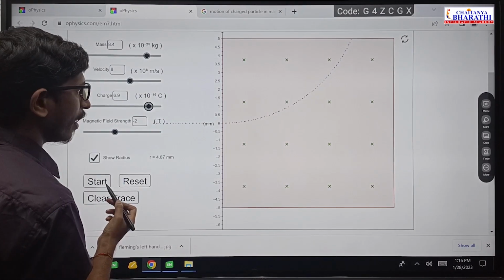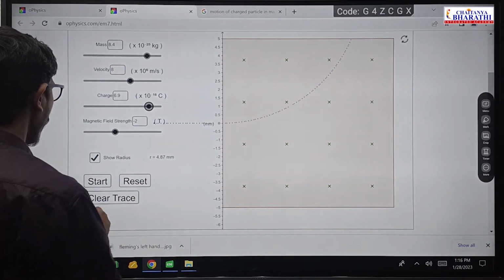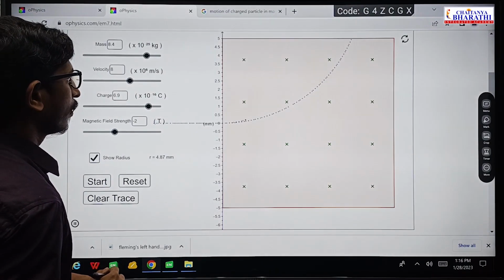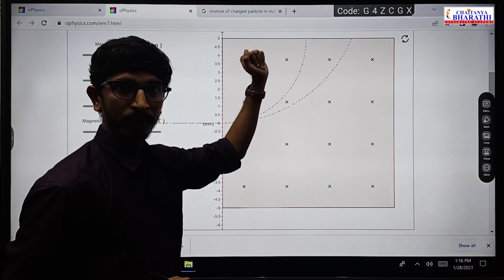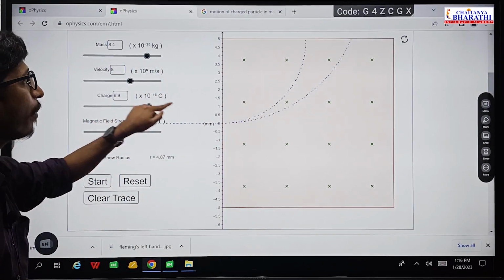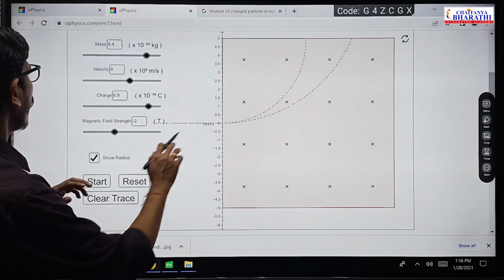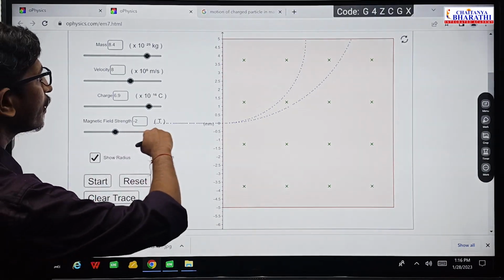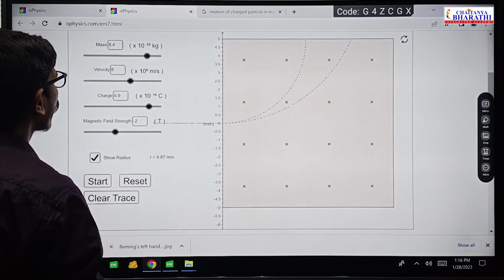Just understand that. Say I increase the charge. Now what will happen? The radius has to decrease. Let's see that. Exactly, the radius is decreased. If I increase the charge, automatically the radius decreases. Now, instead of increasing the charge, let's increase the magnetic field.